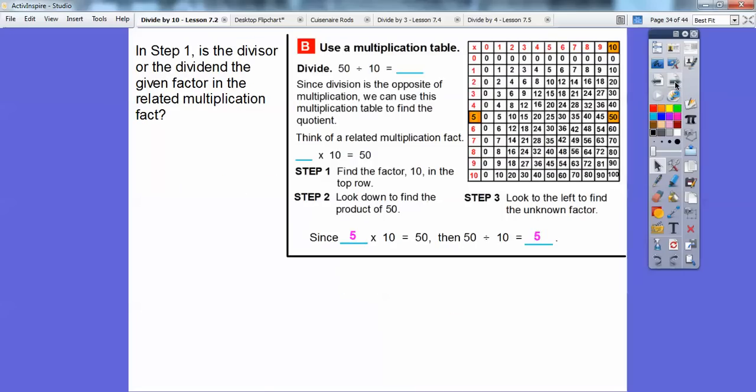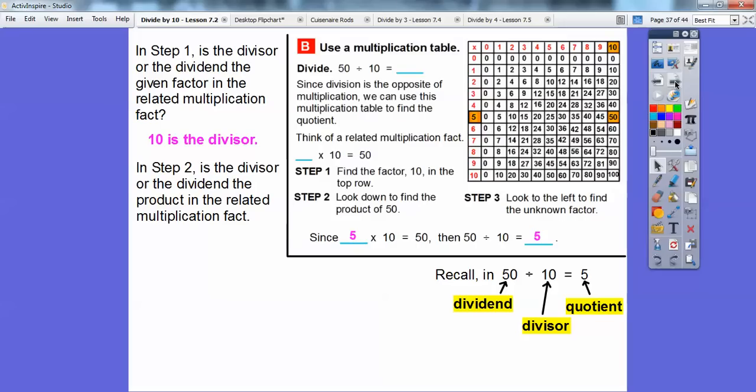Here's the problem that we just did. Step one is: is the divisor or the dividend the given factor in the related multiplication problem? Here's the given factor in the related multiplication problem. Sorry, tongue twister. It was this 10. Is this 10 called the divisor or the dividend? Well, recall, you guys, in this division problem, 50 is the dividend. 10 is the divisor right there. So 10 is the divisor.